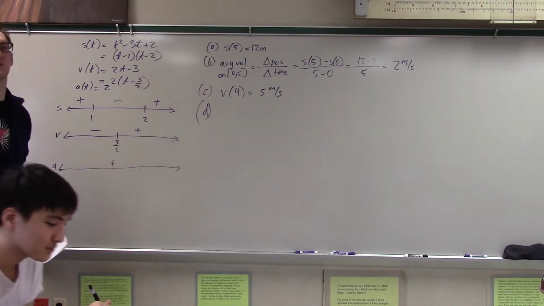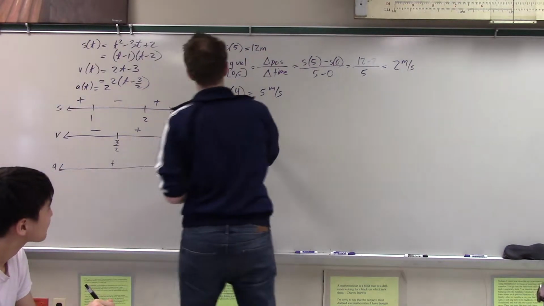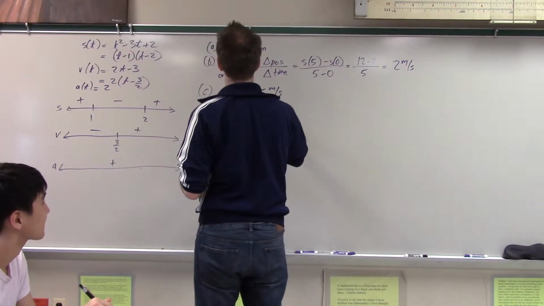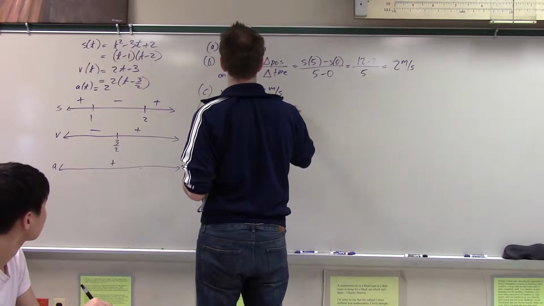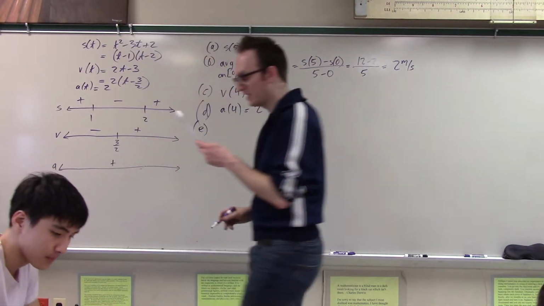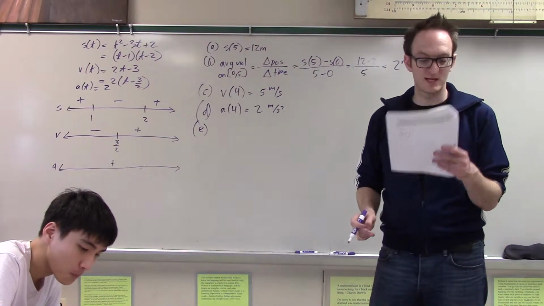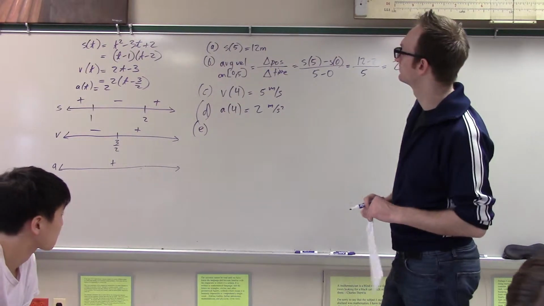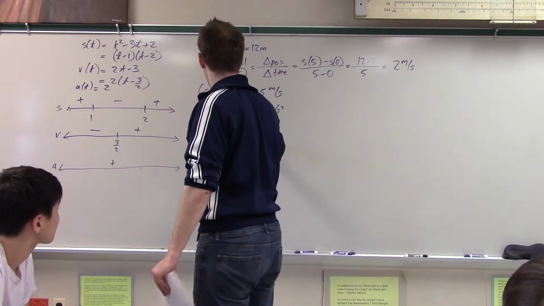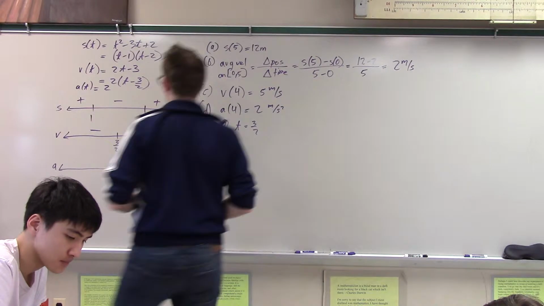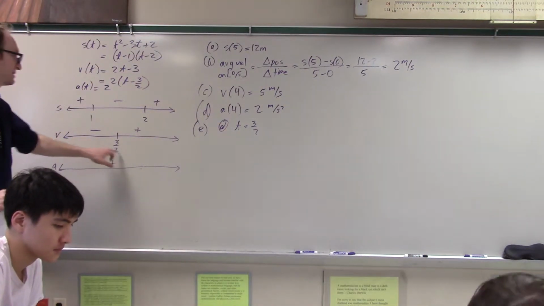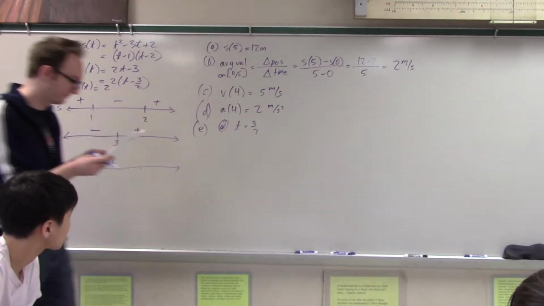Part D, find the acceleration of the particle when t equals 4. 2. So, yeah, that's 2. Thank you. So that's meters per second squared. Part E, at what values of t does the particle change directions? It changes direction at t equals 3/2 because over here it's moving left and then it changes and starts moving right. Good?